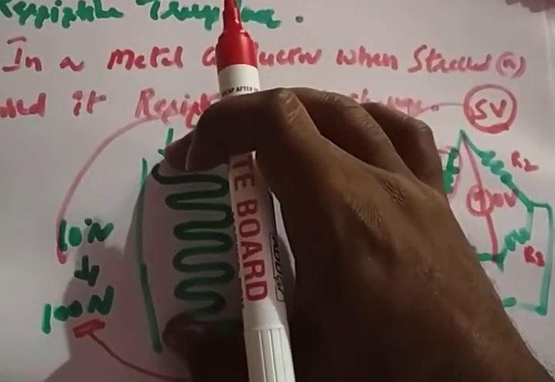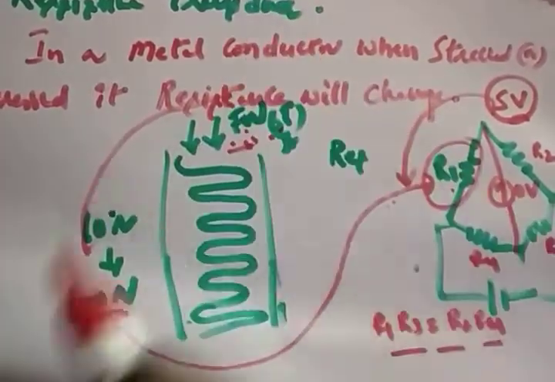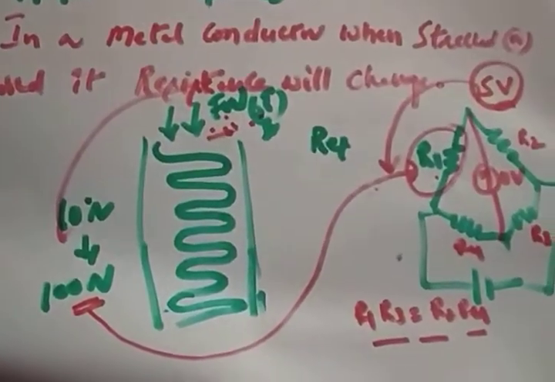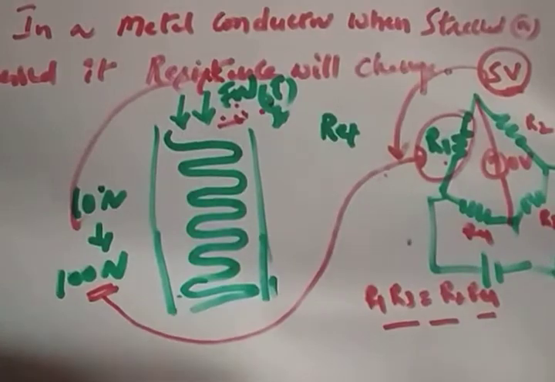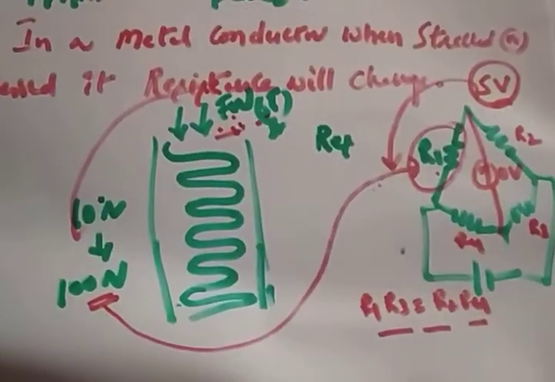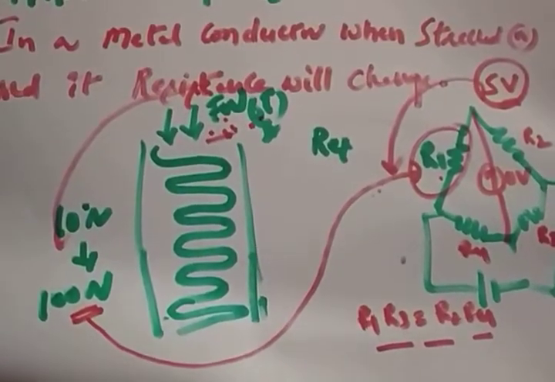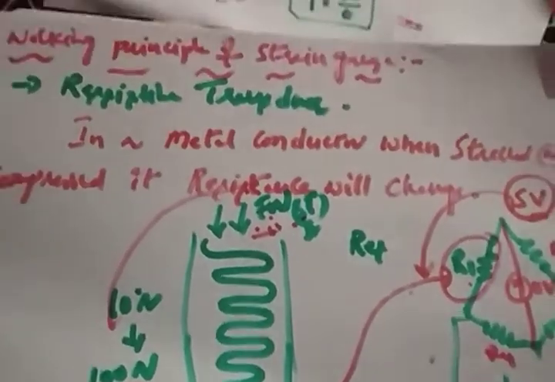A strain gauge is a simple construction. One metallic conductor is stretched or compressed, and its resistance will be changed. We'll see how the resistance will be changed. Alright, so this is the working principle of a strain gauge. I hope it's clear. A strain gauge is nothing but a resistive transducer.